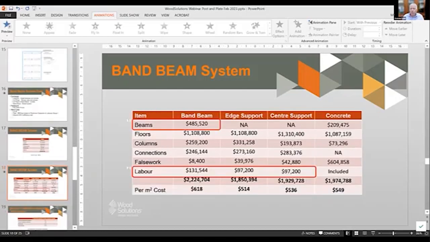But if I look at these overall and compare them side by side, it ends up that the cheapest of all three was the edge support, followed by the centre support, concrete, then band beam.